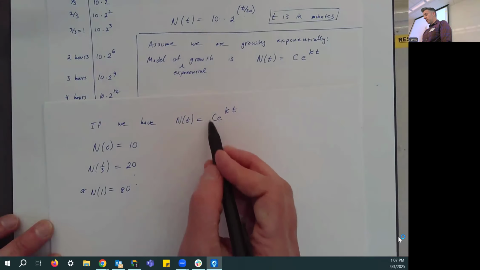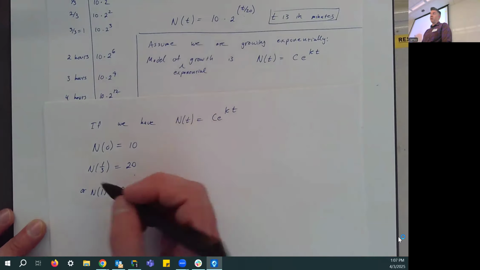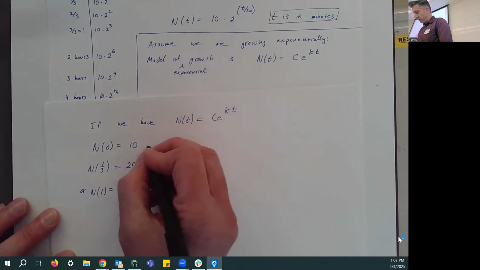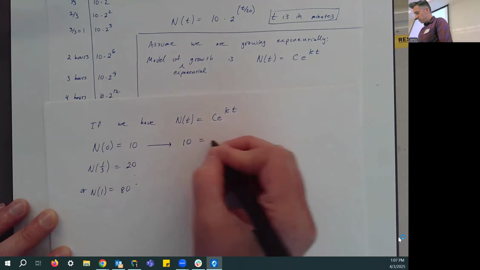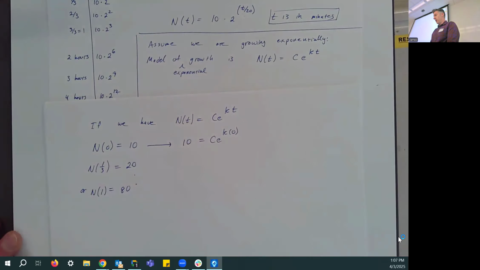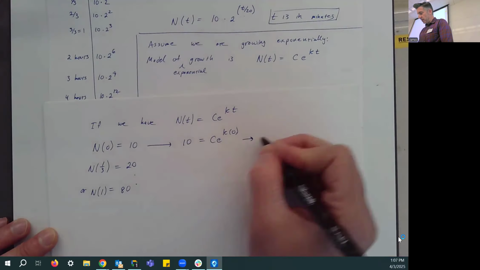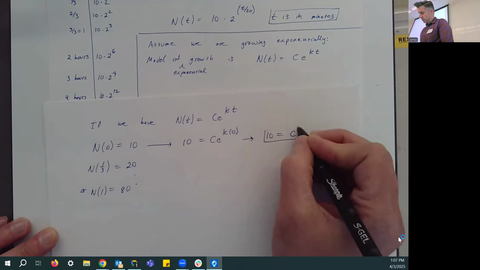Usually this constant c here is really easy to find. It's almost always going to be just the value you have at your initial point if it's starting at time. So here we would say, all right, if I plug that in, 10 for n of t, 0 for t, and then k times 0 is 0, e to the 0 is 1. So I just get that 10 is equal to c times 1, so the 10 is equal to c.